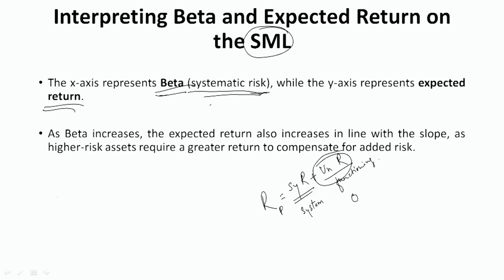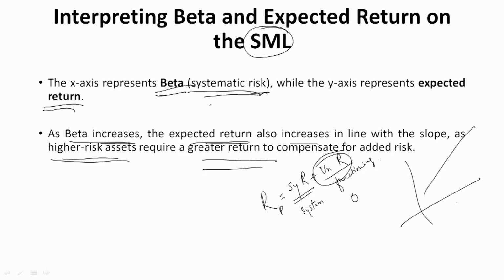We are more concerned about the systematic risk, and as beta increases, the expected return is also going to increase, and higher risk assets will give you a higher return. So as the graph goes higher, it is talking about beta increasing, that is the systematic risk increasing, and the return is also increasing. So this is the expected return, and if the actual return is over here, it means the stock is undervalued, and if it comes out to be here, it talks about overvalued.